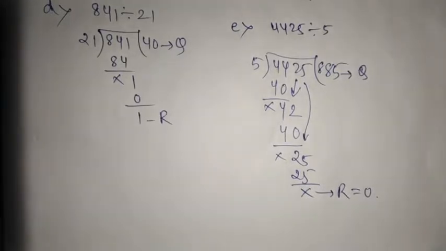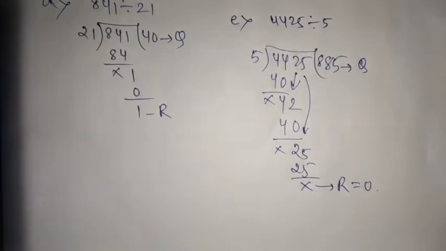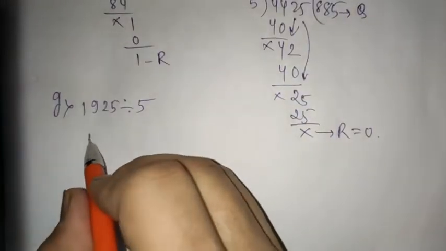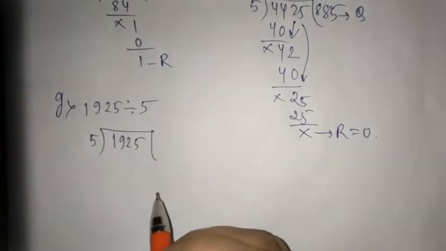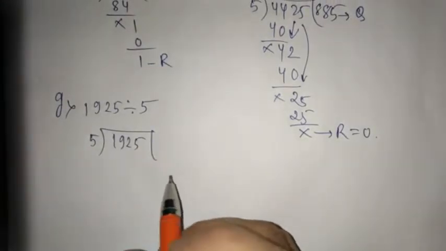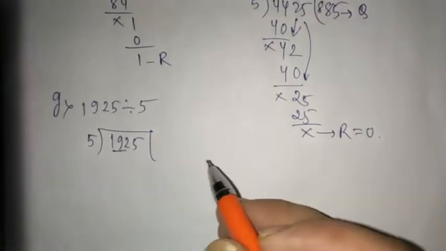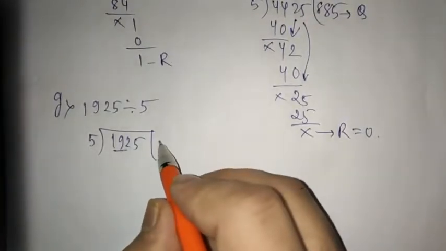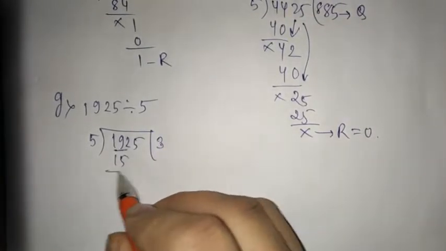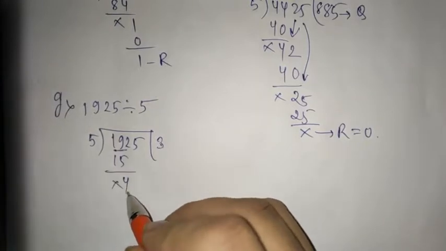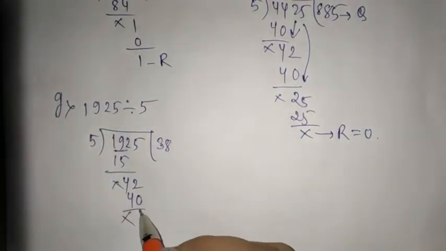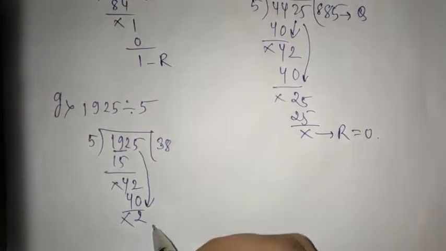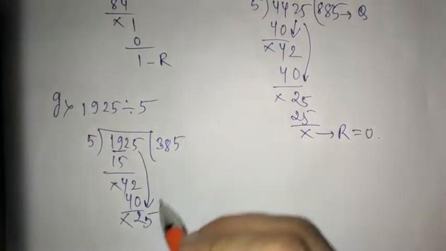Now proceeding forward to number G. Your question number G is 1925 divided by 5. So what is the number you can use to multiply this 19? Use double digit here. So 5 3s are 15, 9 minus 5 is 4, 5 8s is 40. Now 2, this 5 will come down here, 5 5s are 25.